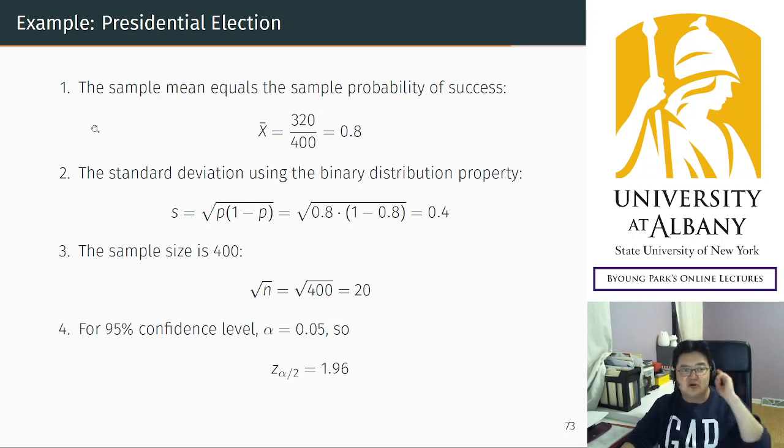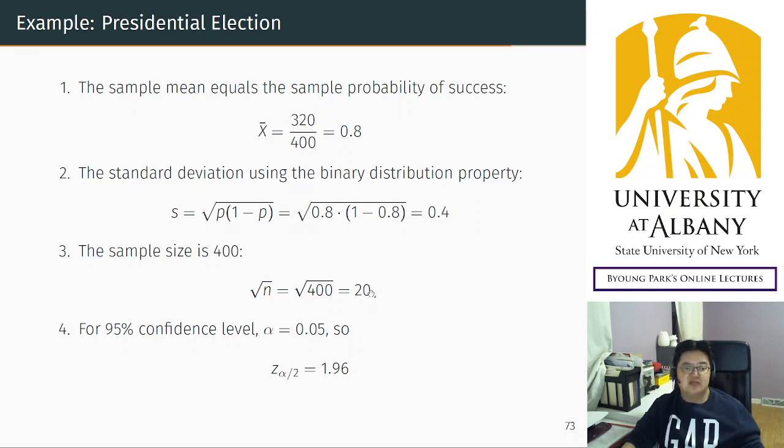And second, the sample mean, the sample average, is calculated, and then the standard deviation can be calculated using the formula again. The standard deviation is the square root of p times 1 minus p. And p is calculated here. P, the sample probability, is 0.8. Plug in and calculate. Use a calculator. Then you get 0.4. So the standard deviation can be calculated from this formula. And we got 2 of the 4 components.